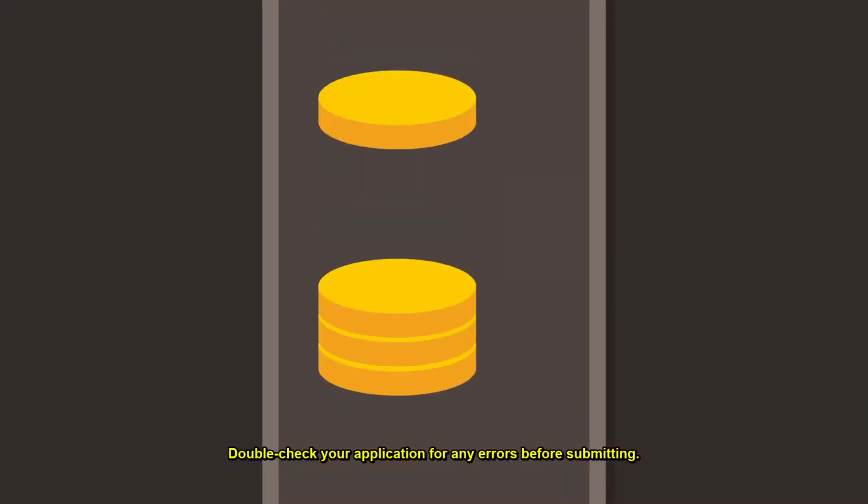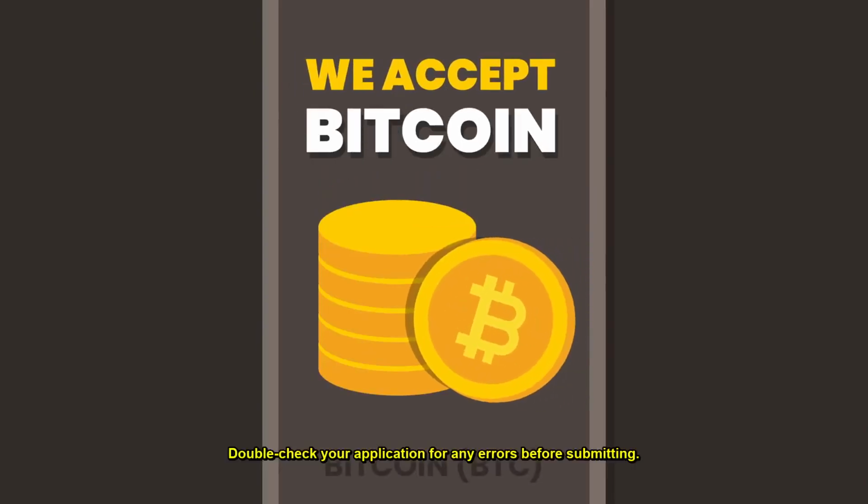Consider listing multiple colleges on your FAFSA to maximize your options. Use correct school codes for the institutions you want to attend. Double-check your application for any errors before submitting.